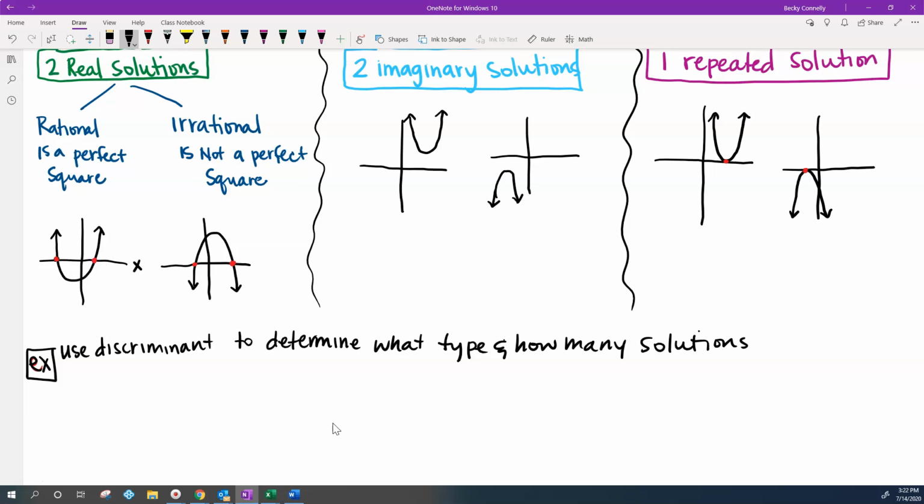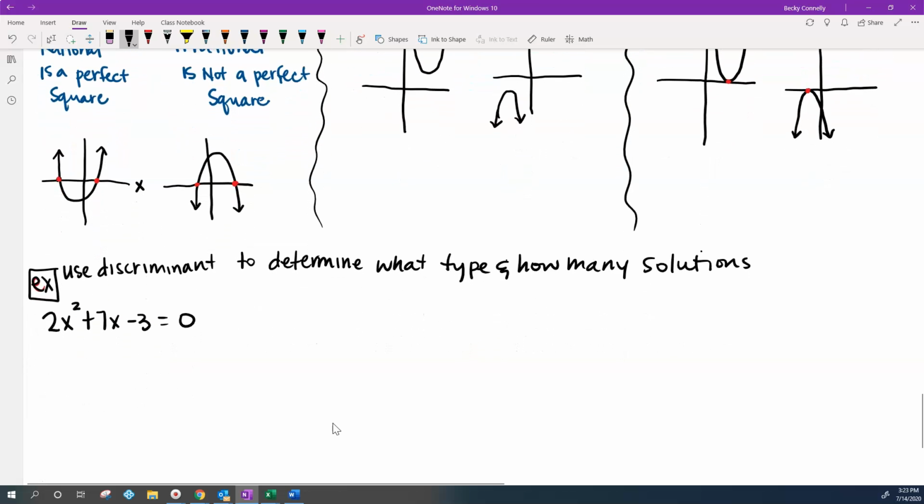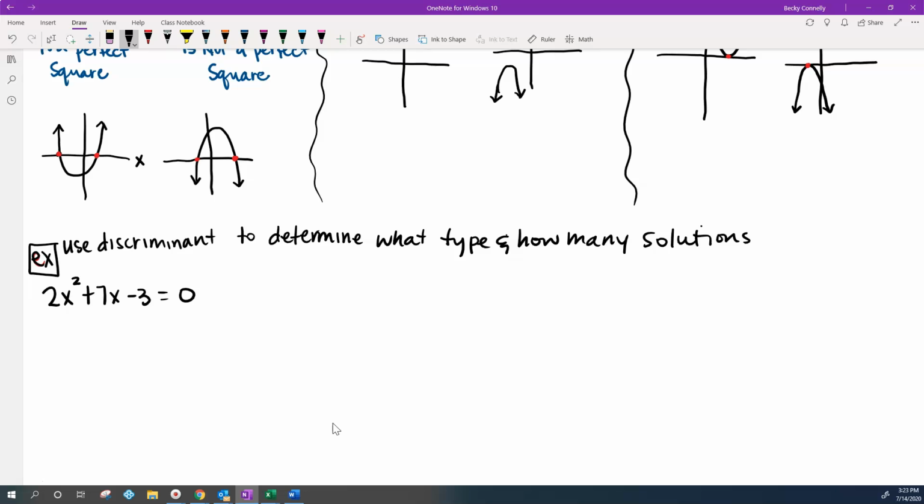Okay, so for this first one, let's look at this equation. 2x squared plus 7x minus 3 equals 0. Remember, you don't need to use the whole quadratic formula. You're just going to use the part of the b squared minus 4ac, and still use those the same way we did before.